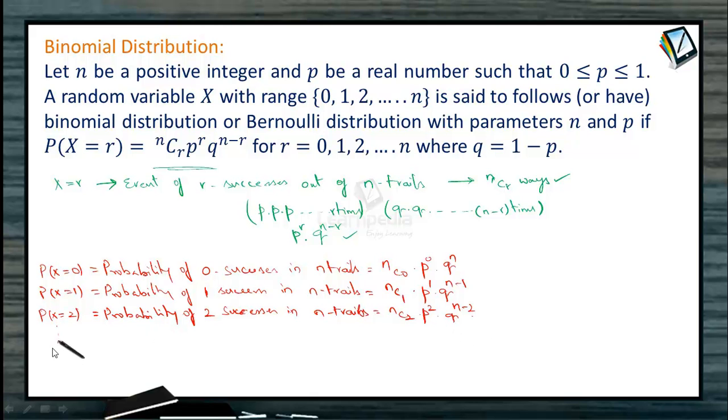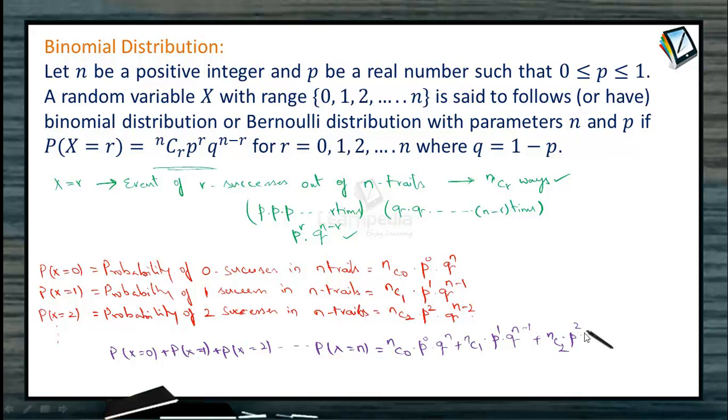So written like this, if you observe one important property here, P of x equal to 0 plus P of x equal to 1 plus P of x equal to 2, and so on up to P of x equal to n, that is the total range of values of the random variable. How will be the sum here? Yes, it is nC0 p to the power of 0 into q to the power of n, plus nC1 into p to the power of 1 into q to the power of n minus 1, plus nC2 into p to the power of 2 into q to the power of n minus 2, and so on.